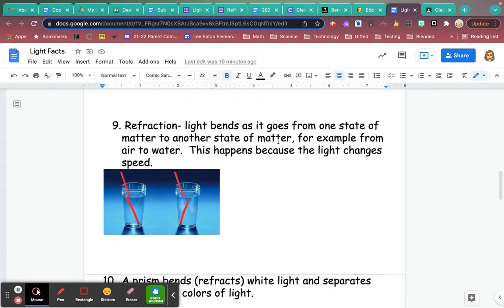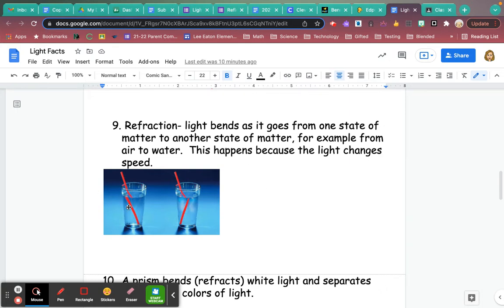So light bends when it goes from one state of matter to another state of matter. For example, here the light was in the air, right? It's traveling through the air. Once it hits the water, it then changes to water. So it's going from a gas to a liquid. When this happens, the speed of light actually slows down, and that's what causes it to bend.